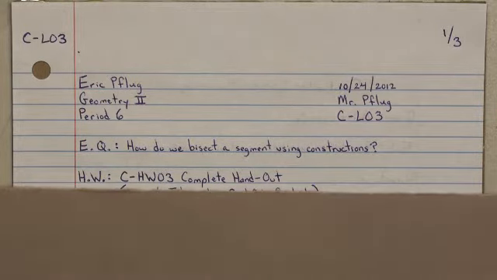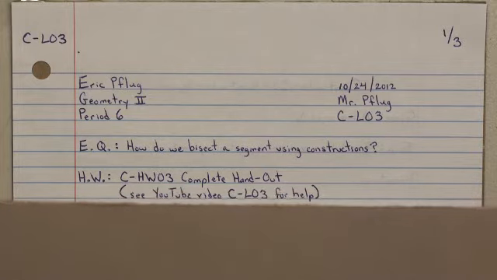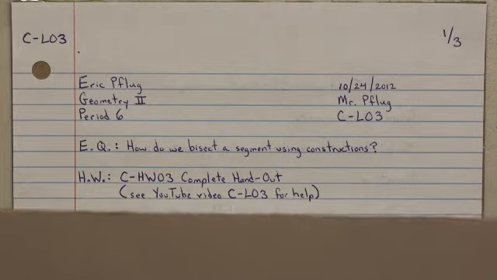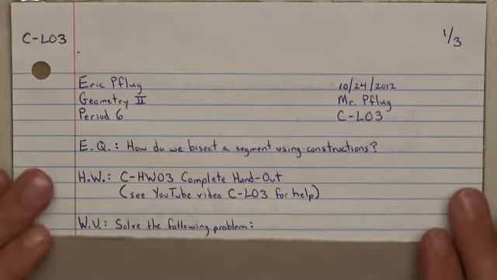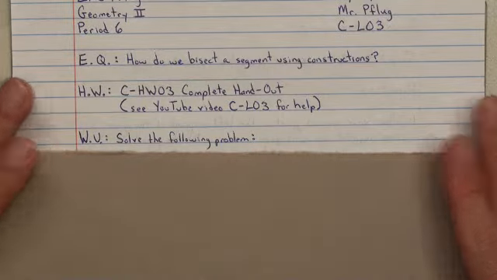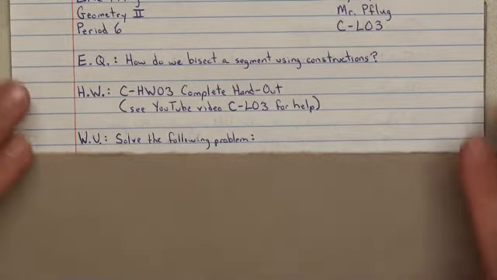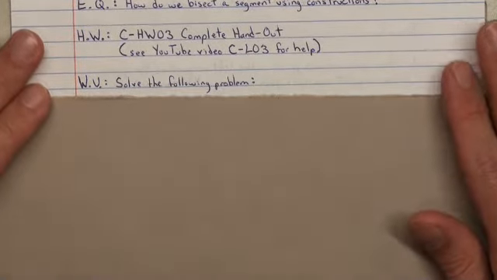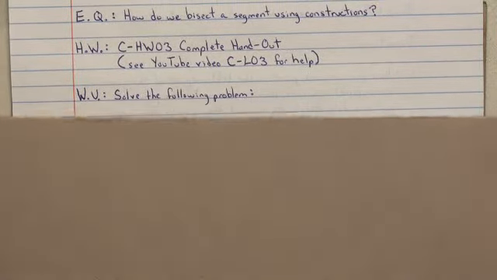So the homework assignment is C-HW03. It's to complete a handout. Okay. And of course you can see YouTube video C-L03 if you need any help on solving that problem. All right. So the warm-up will be to solve the following problem. And this will be a review of the last lesson, which was on copying an angle.